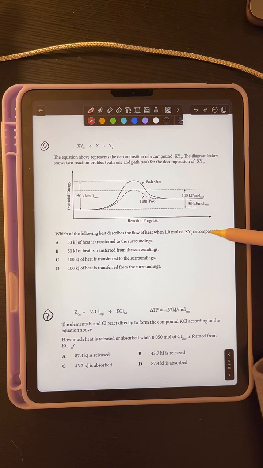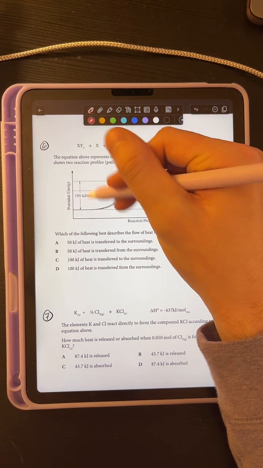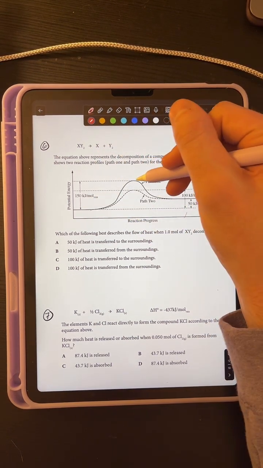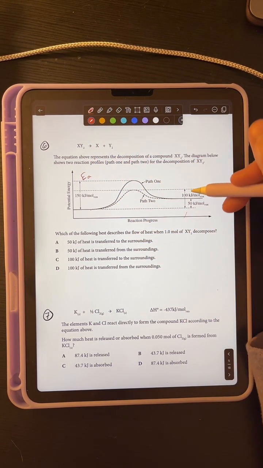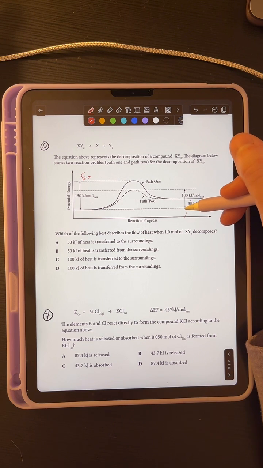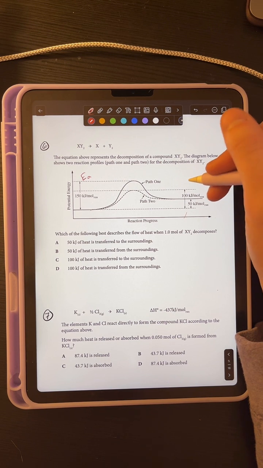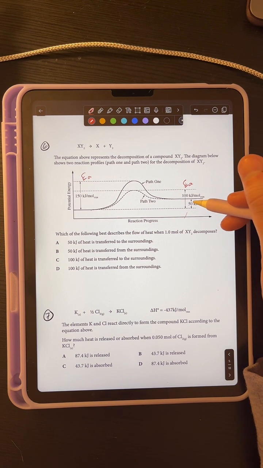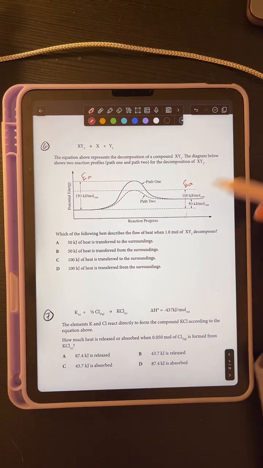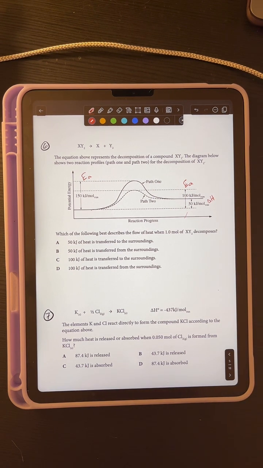Let's see, which of the following best describes this? We're looking at this chart here, so let's figure out what it is saying. We have 150 kilojoules per mole going from our starting point to the top of this peak, so that's our activation energy for path 1. We have 100 kilojoules per mole going from our starting point to the top peak for path 2, and that's our activation energy for path 2. And then we have 50 kilojoules per mole going from our starting to our ending. That is our delta H, or our enthalpy.